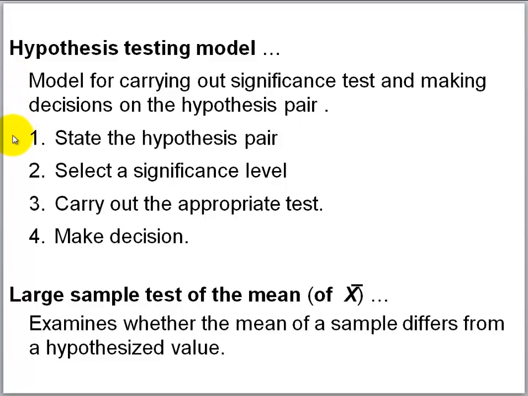First, we're going to state the hypothesis pair, the null and alternative hypotheses. We need to select a significance level. The third step is to carry out the appropriate test. There'll be different tests for different situations. And finally, we will make a decision on the hypothesis pair.